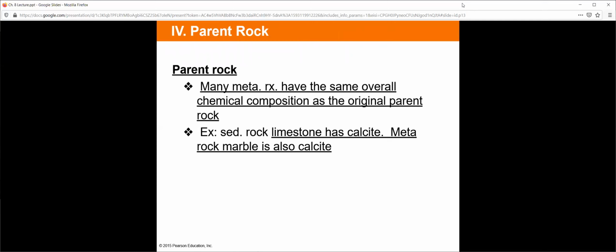Parent rock. Parent rock is what the rock was before it was metamorphosed. Many metamorphic rocks have the same overall chemical composition as the original parent rocks. For example, sedimentary rock limestone has calcite, and the metamorphic rock marble also contains calcite. It's all dependent on the grade of metamorphism and the environment in which the rock changed that provides you the level of change, the level of metamorphism in the rock.